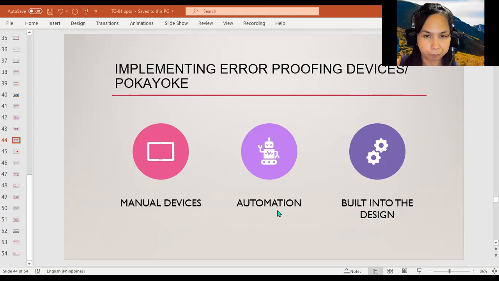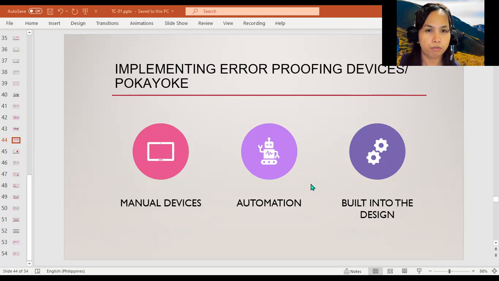Then second, we have automation, which we can leverage as well. So for example, we may use photoelectric sensors or more sophisticated vision systems in order to verify parts that have been properly produced. And then we have the third, error proofing that can be built into the design of the product or service. So for example, the size of a diesel fuel nozzle is typically a different size than a gasoline nozzle, making it difficult for someone to mistakenly put diesel fuel into their gasoline powered vehicle.